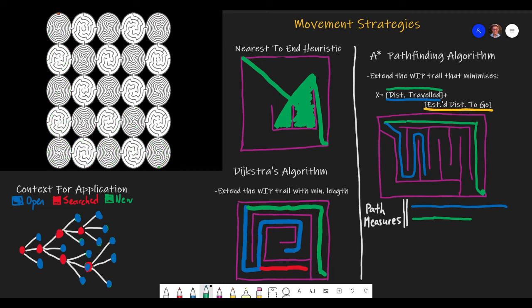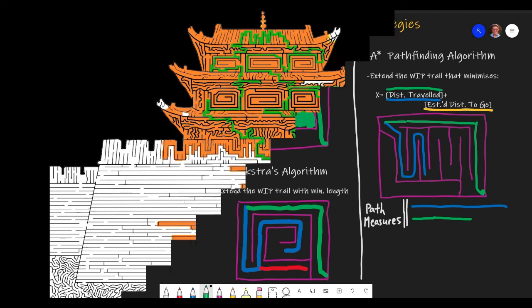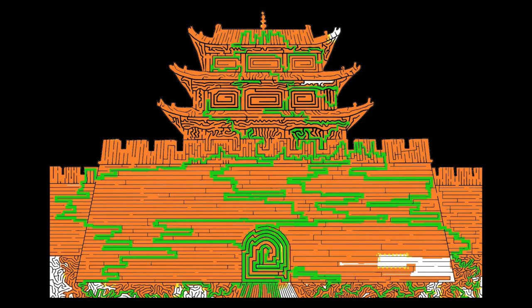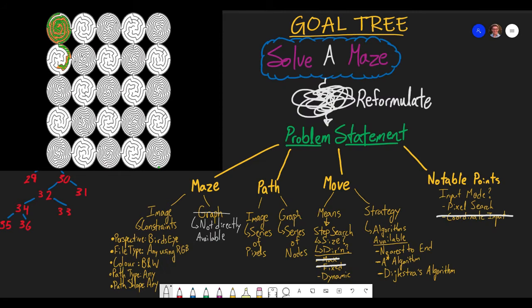Looking at these three candidates for the movement strategy, I decided to implement the nearest to end heuristic for its simplicity, and computed the value to be minimized for selection as the Euclidean distance between a given stamp and the end point of the maze. We'll discuss that choice more later.